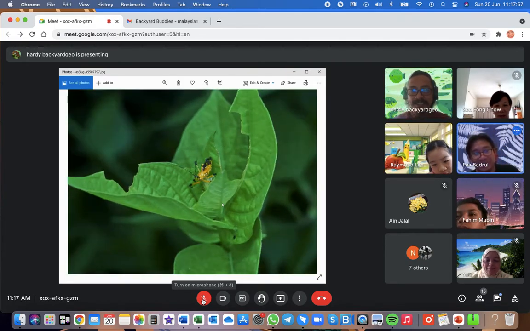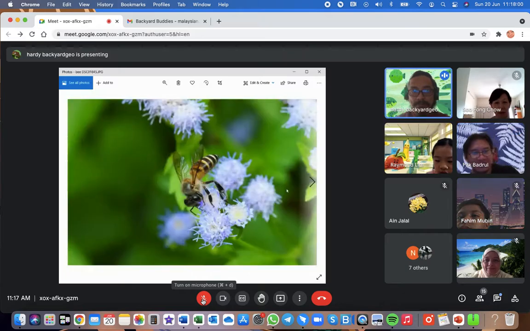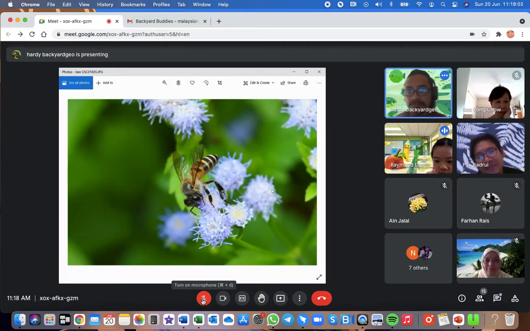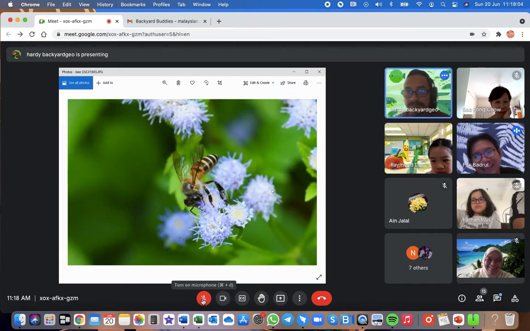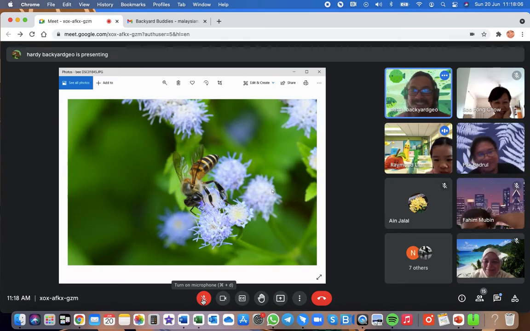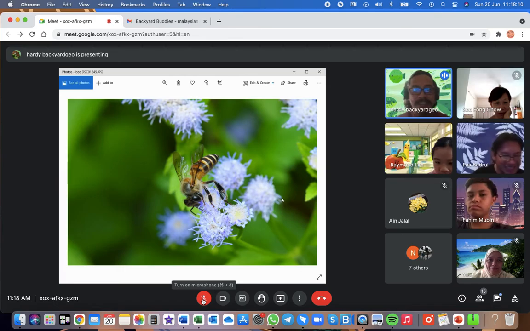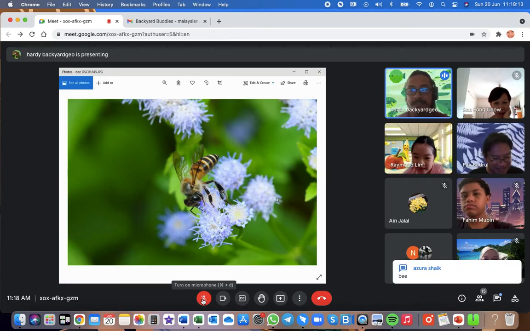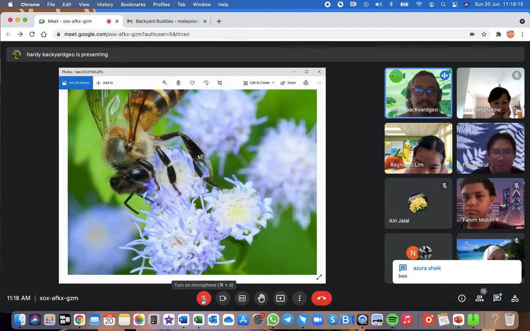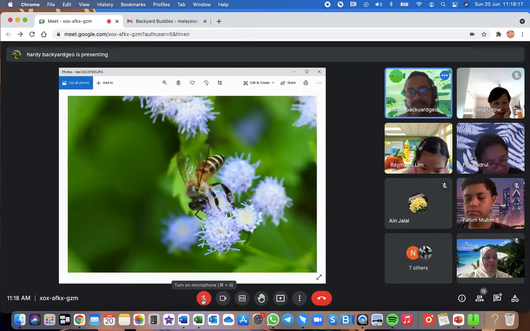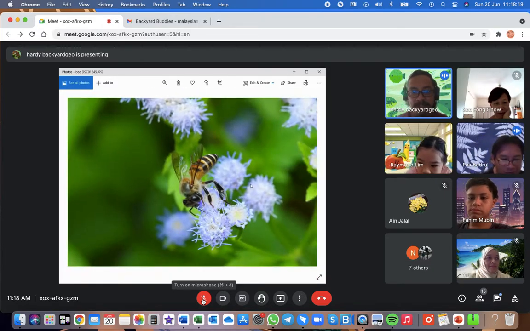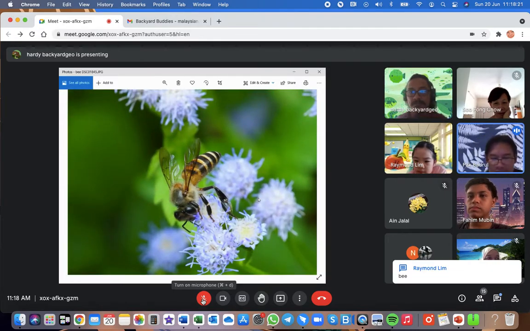Okay, next one. Can you eat a mosquito? Too small. Okay, I think everybody knows what this is. Can everybody do a quick check? Yes, B, correct. Good, right? All right, next one. I have a question.